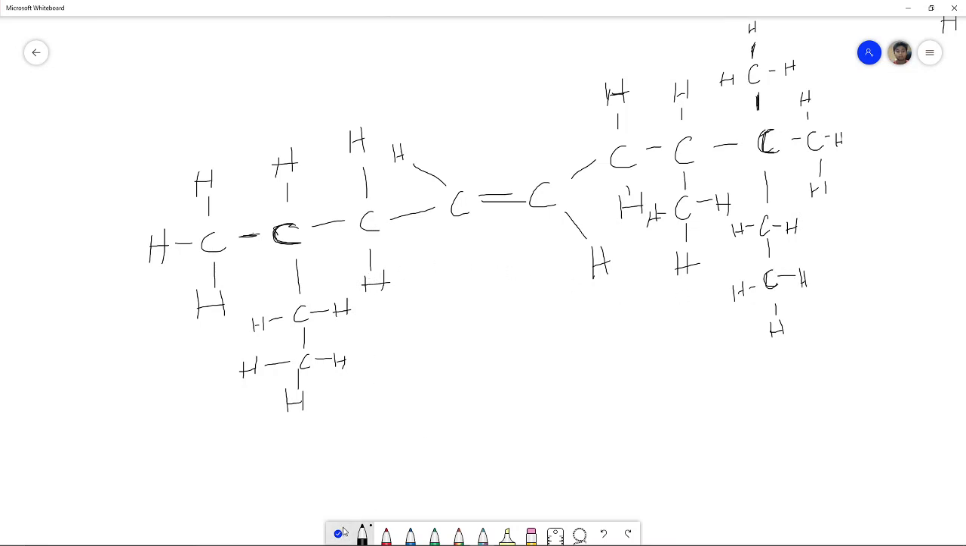So we know it's going to be a decene because it has a double bond and it has 10 carbons. So it's going to be a decene. And now I just like to separate the substituents from the parent chain in order to get a clear understanding of what we have to add on. So we have to add on this one, this, and this.